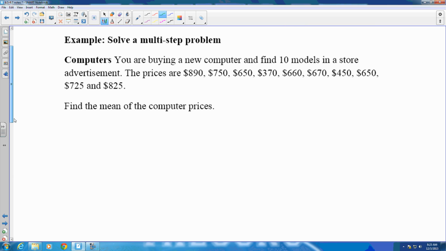And the last one, you're buying a new computer and find 10 models in a store advertisement. The prices are $890, $750, $650, $370, $660, $670, $450, $650, $725, and $825. Find the mean. So for mean, we just have to add them all up and divide by 10 because we have 10 numbers.